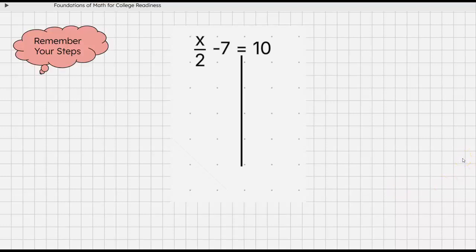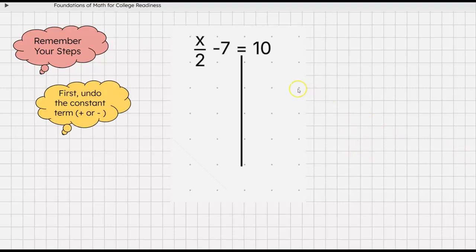Don't forget to remember your steps. The first step is to undo the constant. So we're going to look at the constant that we have on the same side of the variable, and the constant that we have on the same side of the variable is negative 7. So we're going to undo that negative 7 with the inverse of subtraction, which is addition, by adding 7 to both sides. When we add 7 to both sides, we end up with x over 2 equals 17.